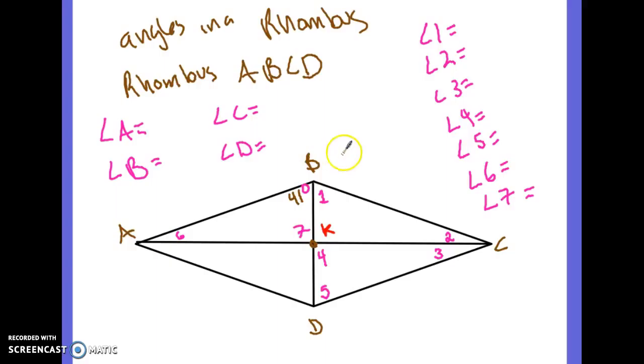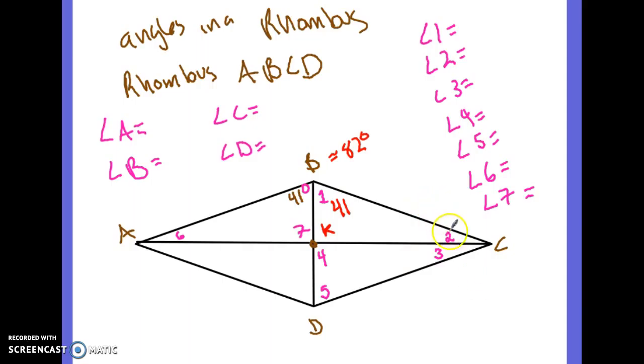Does anyone know what angle B is going to be? It's going to be 82 degrees, because this other portion also has to be 41, right? We know that a diagonal bisects this angle, so both of these portions need to be the same.